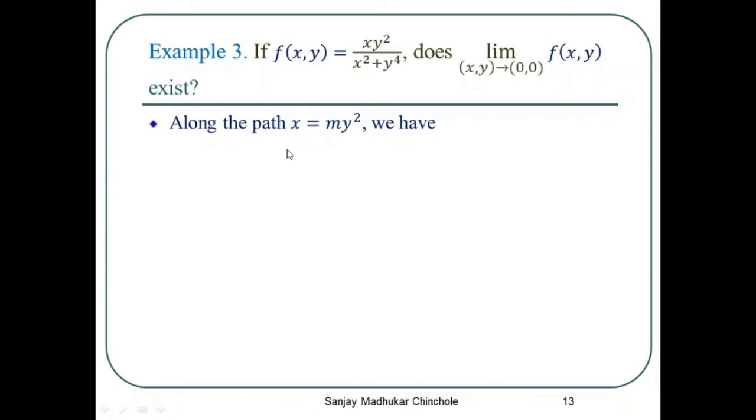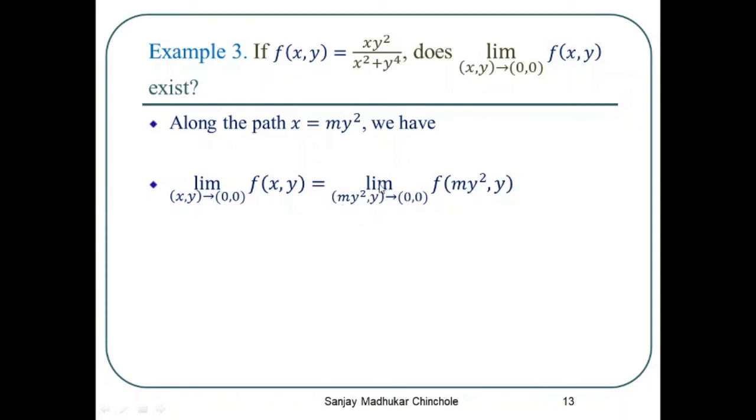Again, here we have to take the path x is equal to my square. This is an equation of a parabola. Again, it passes through the origin (0, 0). Therefore, this will be a valid path for the limiting process (x, y) tends to (0, 0). Along this path, we have the limit as (x, y) tends to (0, 0) of f(x, y), where we have to replace x with my square, so limit as (my square, y) tends to (0, 0) of f(my square, y).